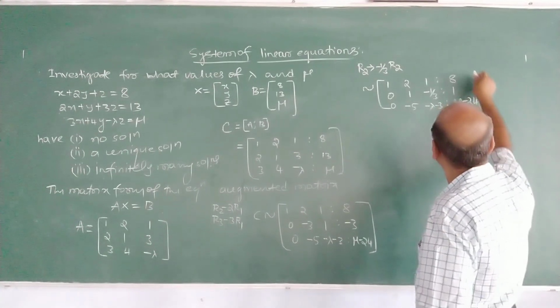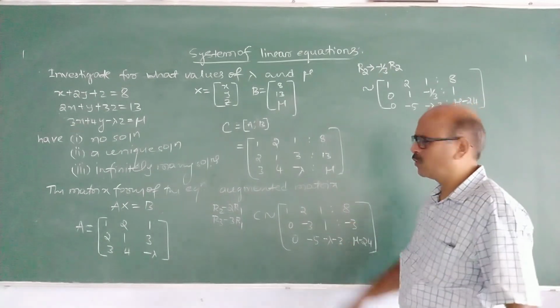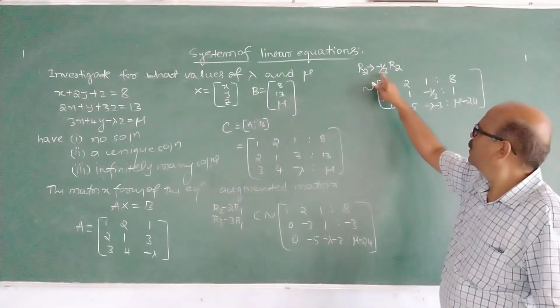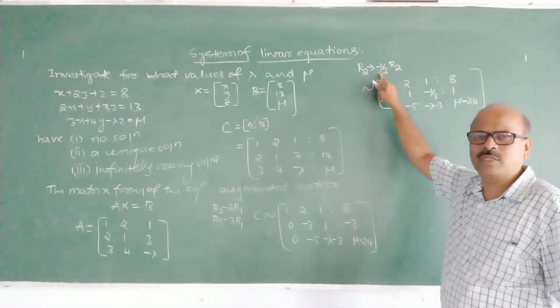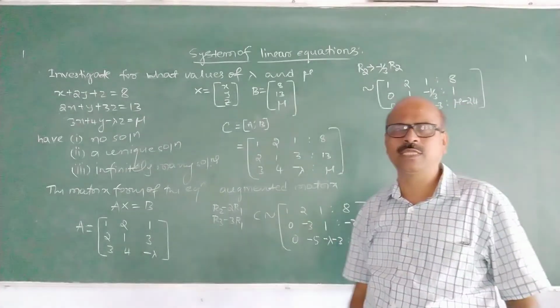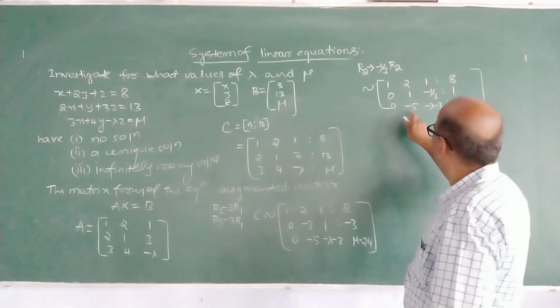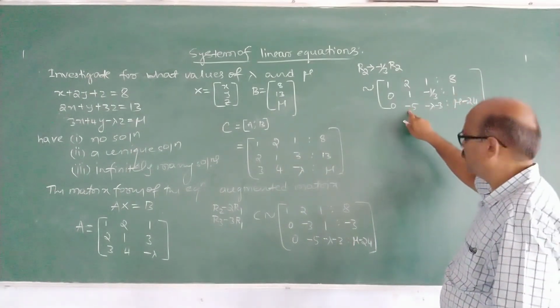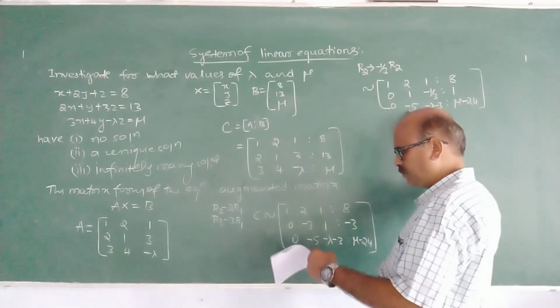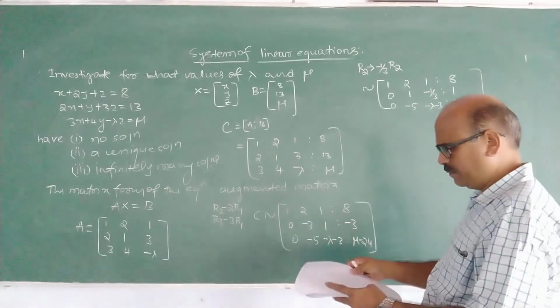See, in this step we have used one of the row transformations. There are three elementary transformations, and we have to use those elementary transformations. Now we have to make this 0. How to make this 0?